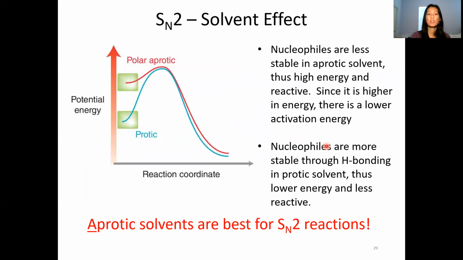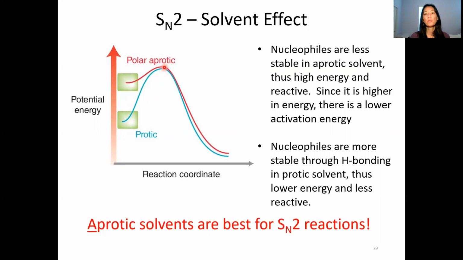So if you want the SN2 to go, that's actually better, because that means in the polar aprotic solvent, your chloride is higher in energy here. It's not stabilized down here. So look, it's closer to the transition state, which means it has a lower hill to climb. Your activation energy is lower.